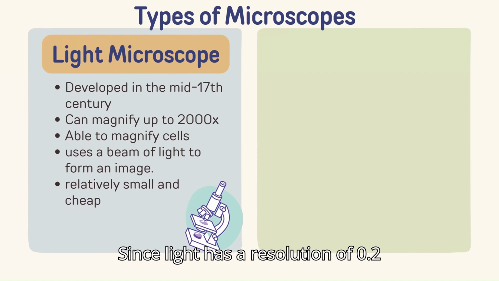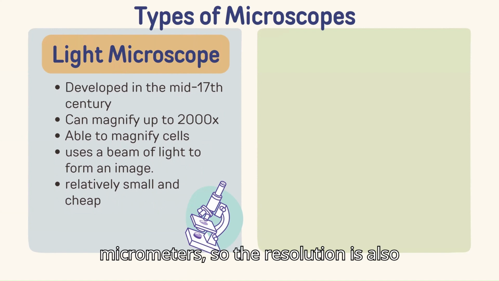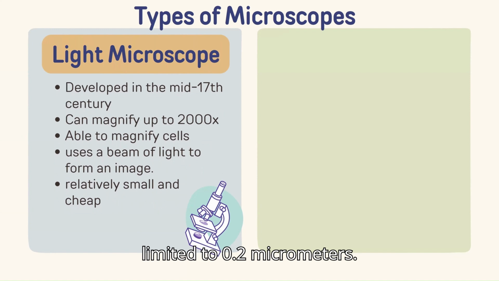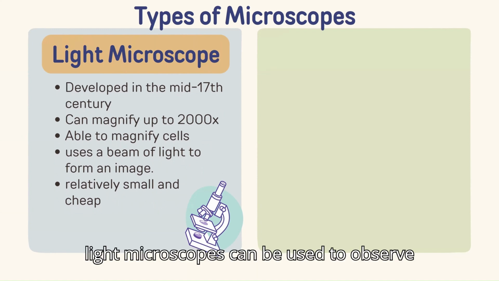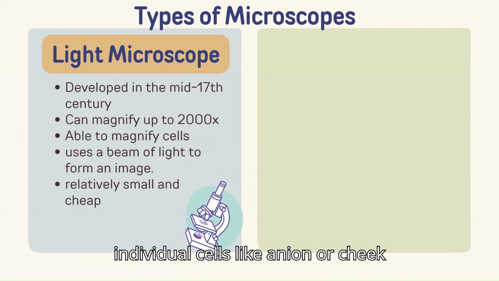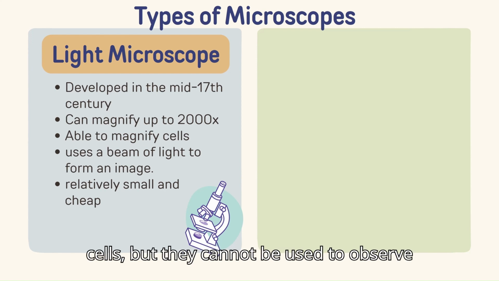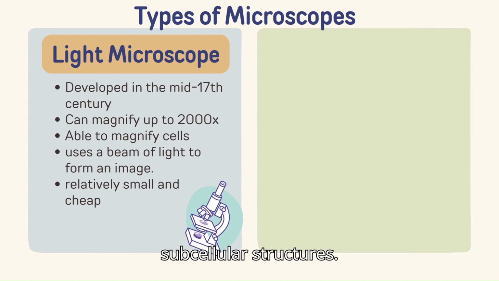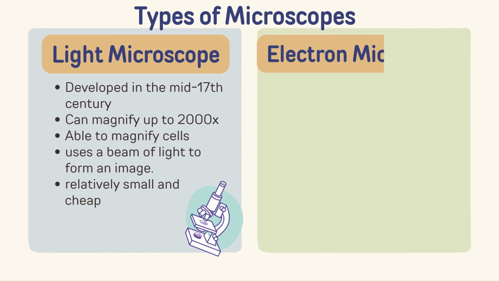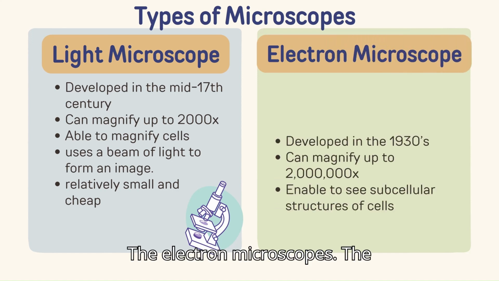Since light has a resolution of 0.2 micrometers, the resolution is also limited to 0.2 micrometers. Therefore, light microscopes can be used to observe individual cells like onion or cheek cells, but they cannot be used to observe subcellular structures. The electron microscopes.